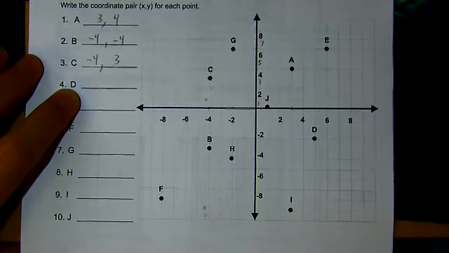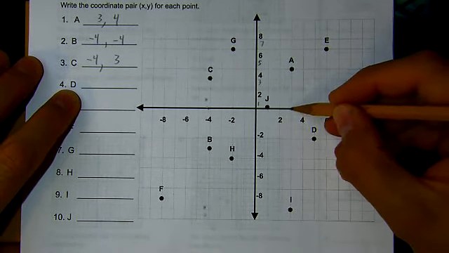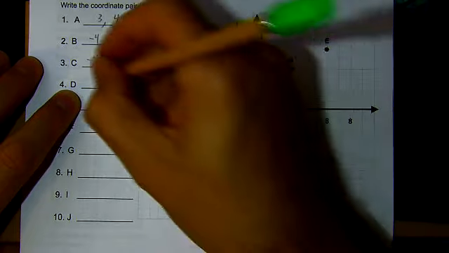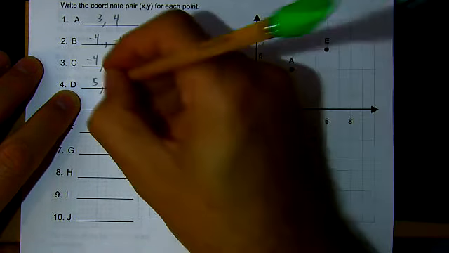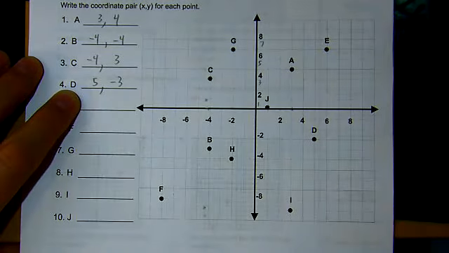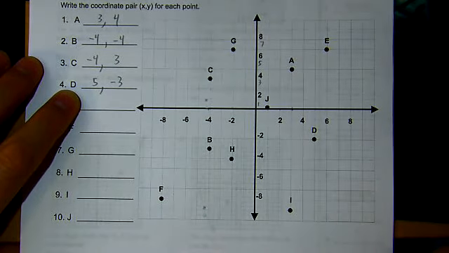Okay, let's do D. It's over here. 1, 2, 3, 4, 5 to the positive. Now you're going to be going down 1, 2, 3. So it's going to be negative 3. Again, if you download the worksheet, all these answers will be on the second sheet, so you can check yourself to finish this worksheet out.